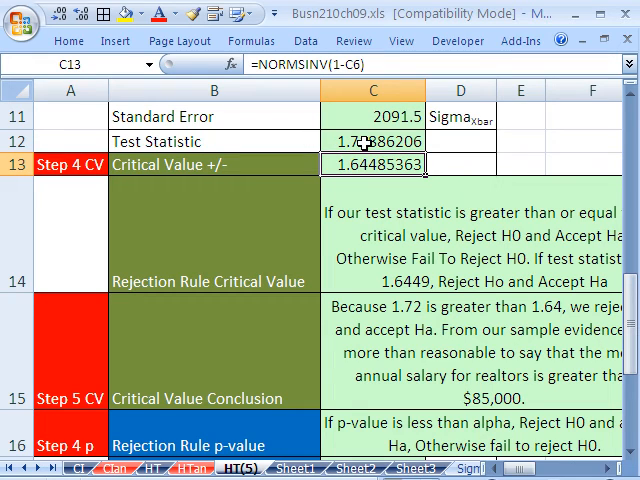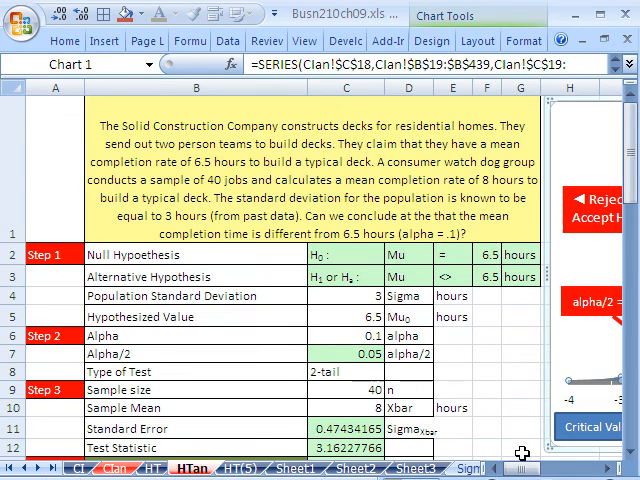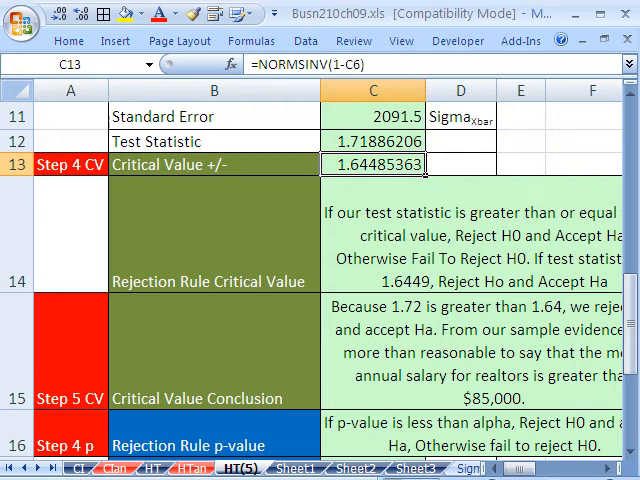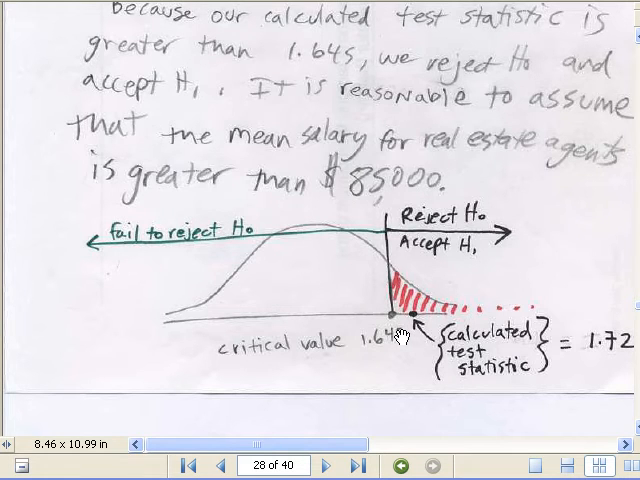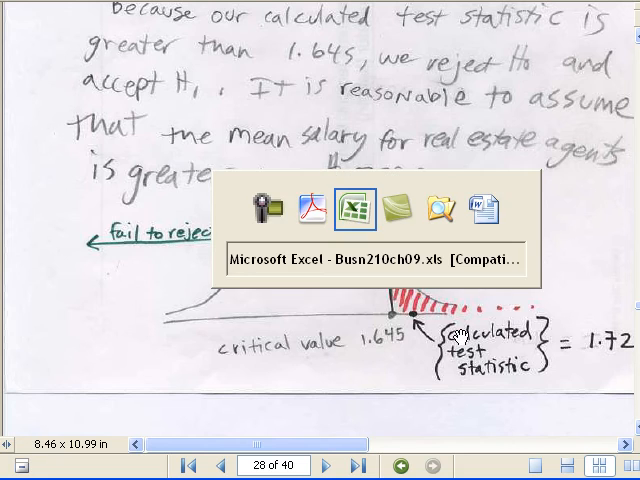Remember, that sits on the PDFs. Here's our picture. There's our critical value. There's our calculated test statistic. The p-value will involve the probability. So if we got the probability from there to there, it will tell us the likelihood of getting that particular value or greater. So we'll go back to Excel.